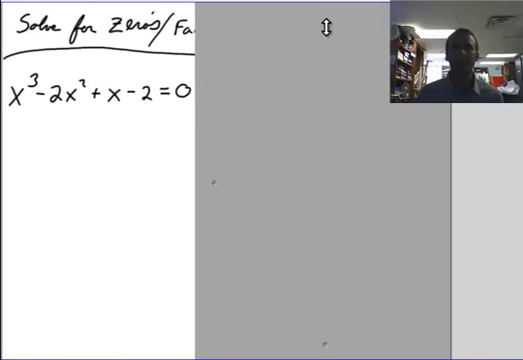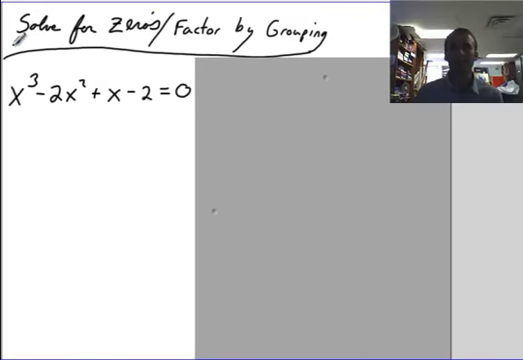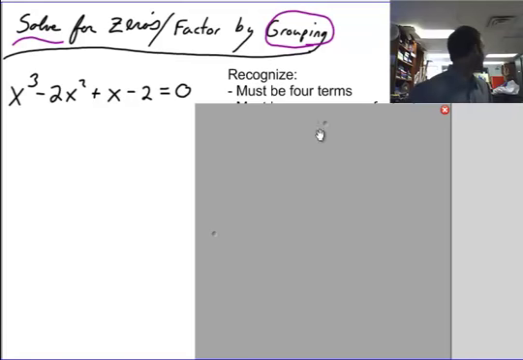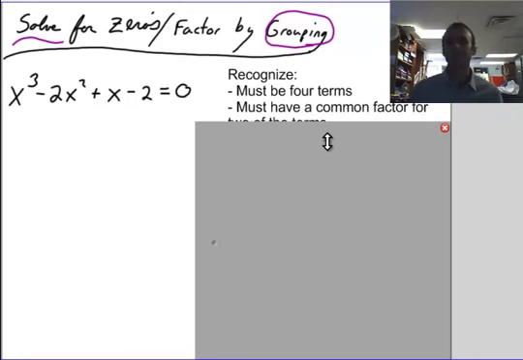Okay, this one is solving, so again, we're solving. This time we're factoring by grouping. So again, you have to recognize, can I factor this by grouping? If I look at this, the first thing is there has to be 4 terms. This will give it away. There's 1, 2, 3, 4 unique terms. So that works. Now it must have a common factor for 2 of the terms. So if I look at this, can I factor out something from these? And the answer is yes, I can factor out an x squared.